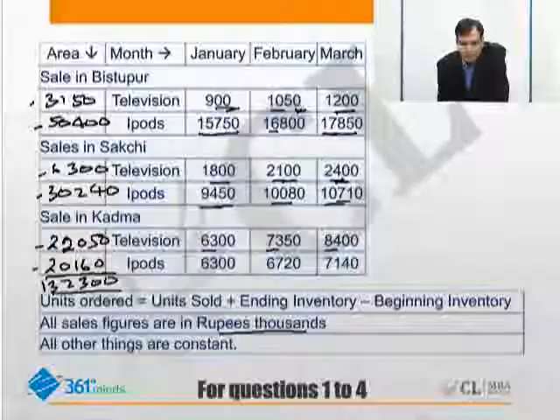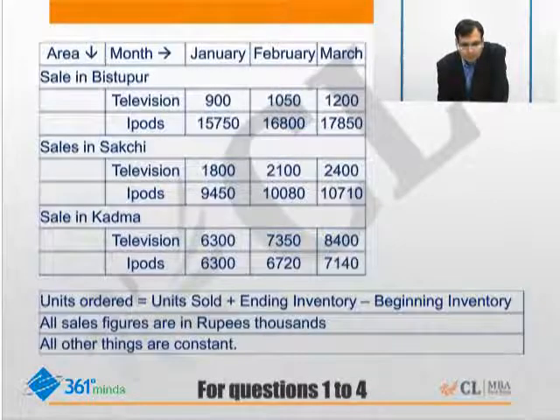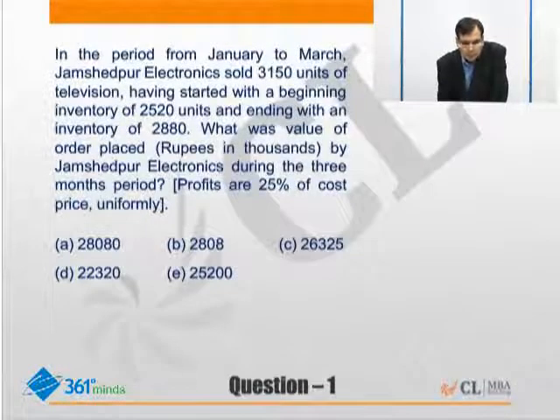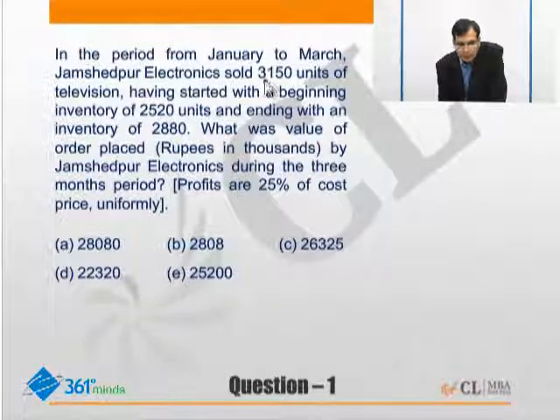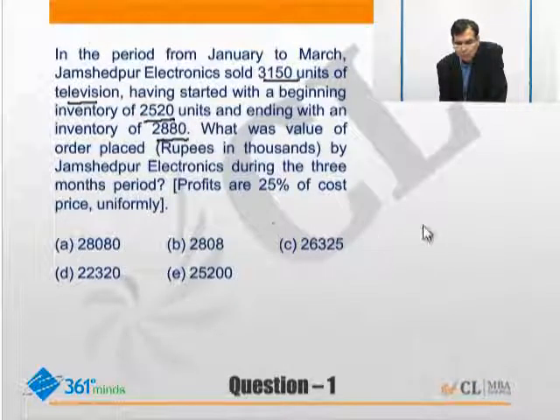Okay. Now let's look at the questions. In the period Jan to March, Jamshedpur Electronics sold 3150 units of television. So Jamshedpur Electronics, we are looking at television, 3150 units. There was the sales. Started with a beginning inventory of 2520, ending with an inventory of 2880. What is the value of the order placed? Okay. Profits are 25% of cost uniformly.